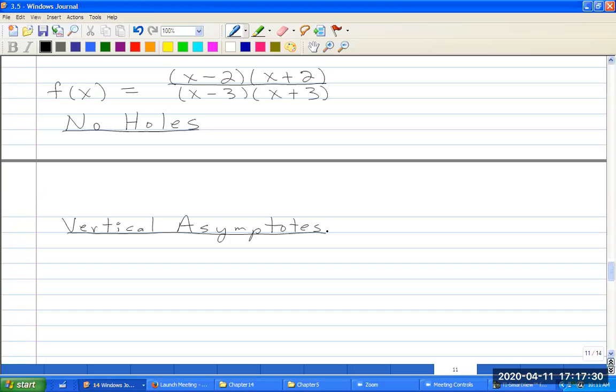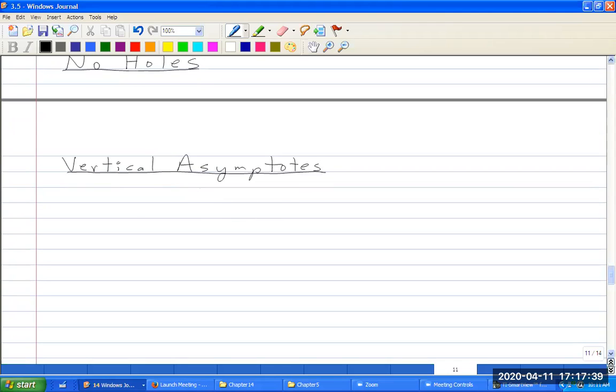Since I already checked that there are no holes, there's no way to cancel things out. To find my vertical asymptotes, I just set the denominator to 0 and solve for x. So I'll set each factor to 0 and solve for x. So in this case, I'm going to have two vertical asymptotes.